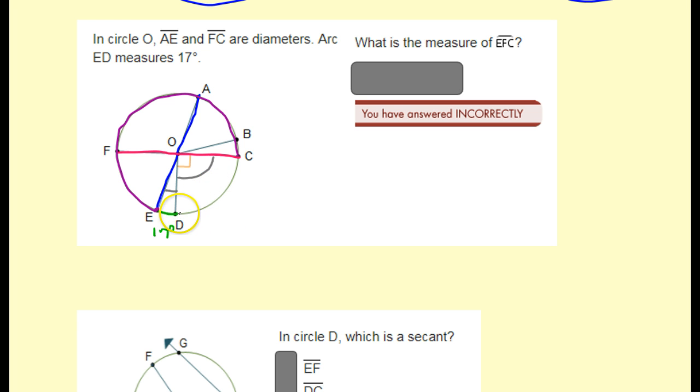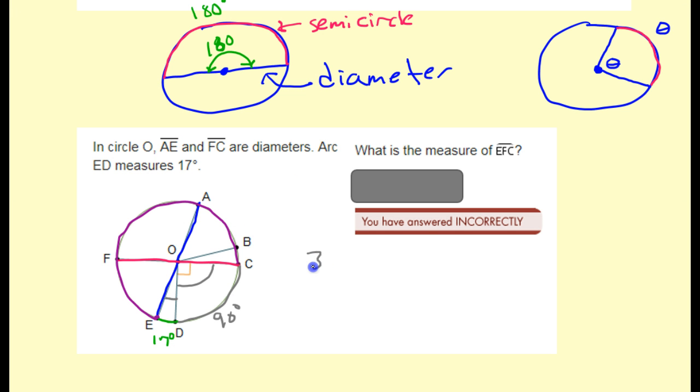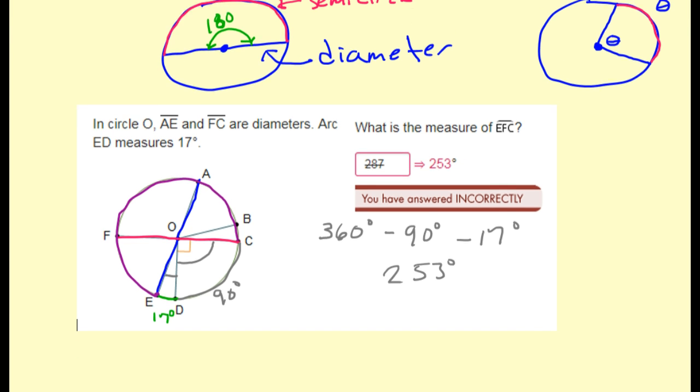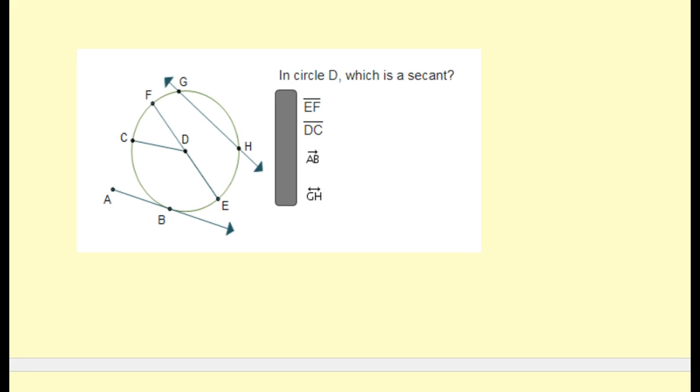Alright, it's the entire circle except for these two portions. Now we know the degrees for both pieces. Okay, we've got the 17 degrees and we've got the 90 degrees. So it's going to be the entire circle minus these two things. So in other words, 360 degrees minus 90 degrees minus 17 degrees. So that turns out to be 253 degrees. Kabam! All right, let's go on to the next question.